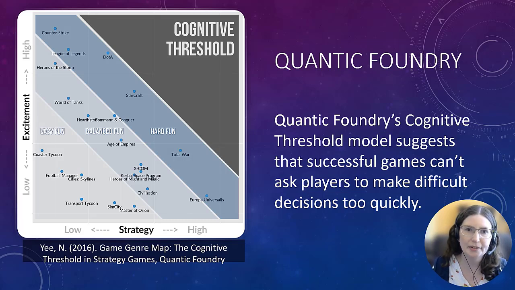In this motivational data collected by Quantic Foundry, they found that games on average can have players highly motivated by either the complexity of strategies or motivated by the excitement of fast-paced action. This cognitive threshold model is one that I often use in my work and suggests that successful games can't ask players to make extremely difficult decisions extremely quickly.